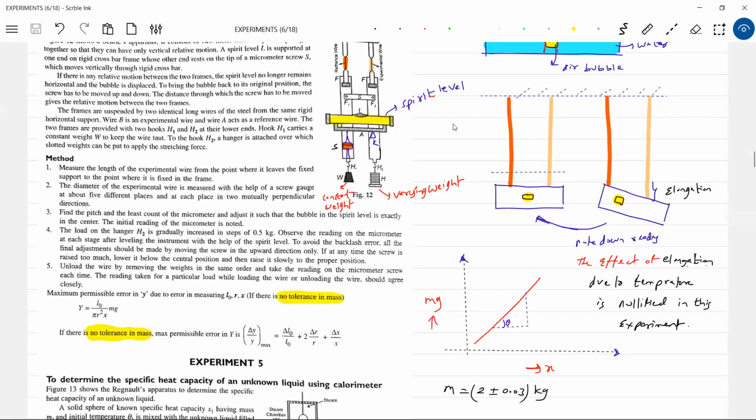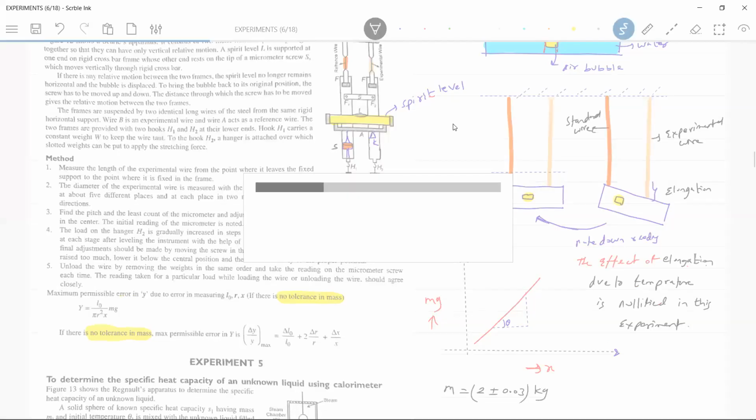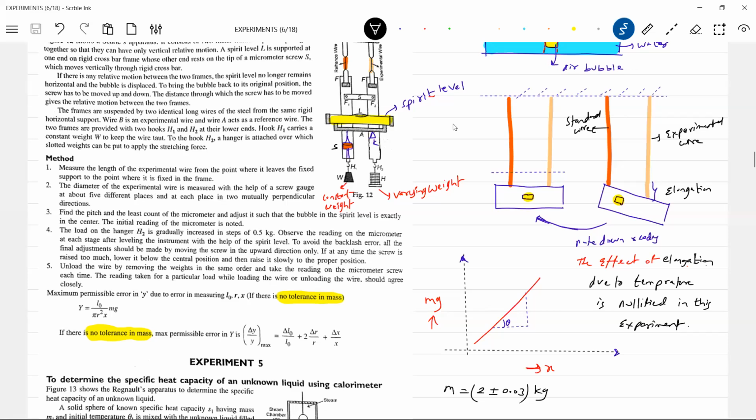I'm going to go to the next experiment. There's a wire. So good theoretical questions they can ask you. If they ask you something related to errors, you know the maths, but these things, unless you have read them, are not possible in the exam.